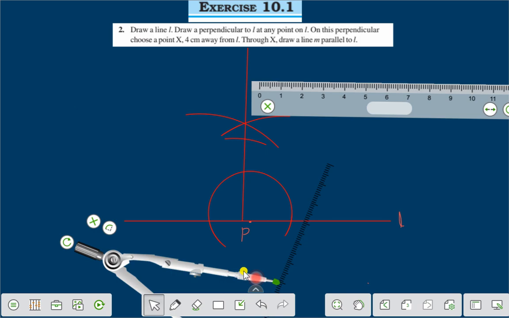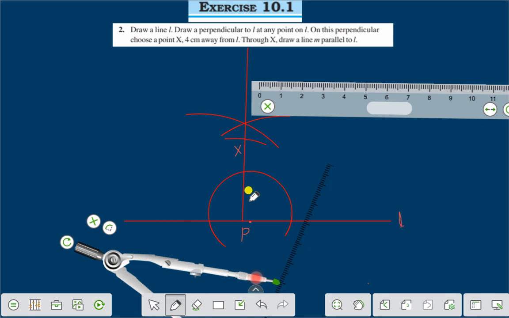Let us take this point as x. This point is x. Now join the points with the help of a scale. Through x draw a line M parallel to L. You have to draw a line M so that you get parallel lines here, right?